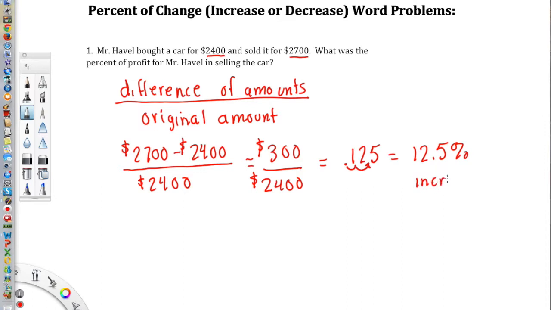And this is a 12.5%. This is very important. It's an increase. Okay, there's a profit being made. Okay, and that's what makes sense. The problem itself even hints that there's a profit being made. But even if that wasn't the case, we would be able to use logic, which says if I bought the car for $2,400 and sold it for $2,700, I'm making $300. The question is, though, what percentage of increase actually took place? And that's, we take the difference of amounts, which is $300, and we divide it by the original amount, which was $2,400, and that gives us a 12.5 or a 12.5% increase.